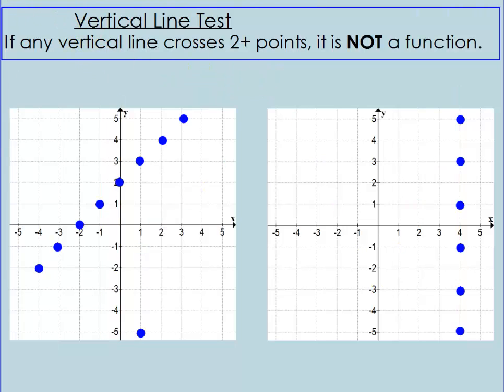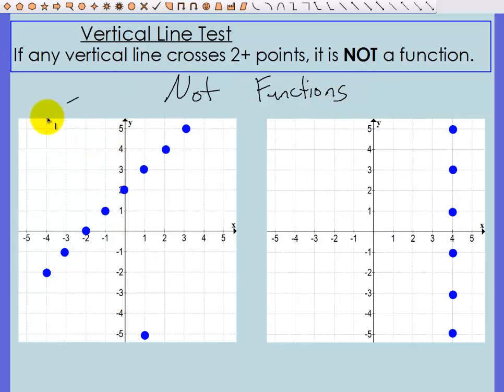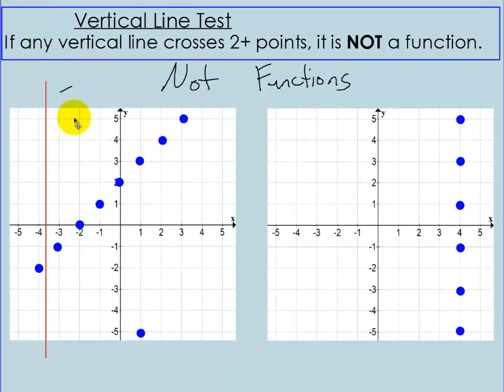Now let's do a different example. What about these 2 examples? Well, these are not functions. How do I know this? They both don't pass the vertical line test. So I'm going to draw a vertical line here and move this around.